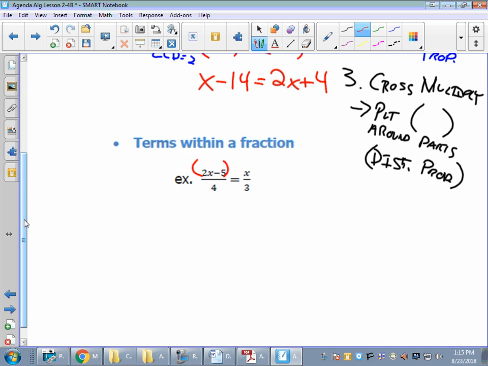So now we're going to cross multiply here. So the first thing I'm going to do is I'm going to take this 2x minus 5 and multiply it by 3. So now I'm actually doing the distributive property of 3 times 2x. I'm going to rewrite it here.